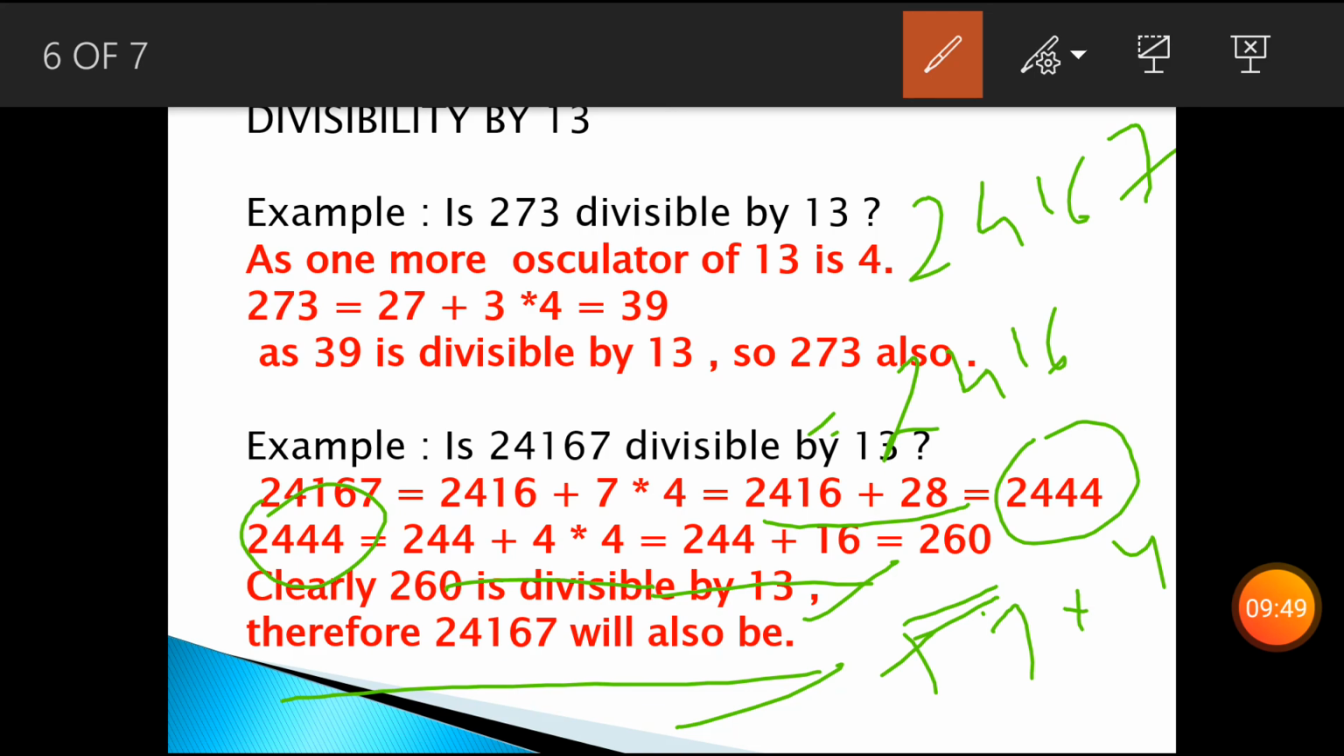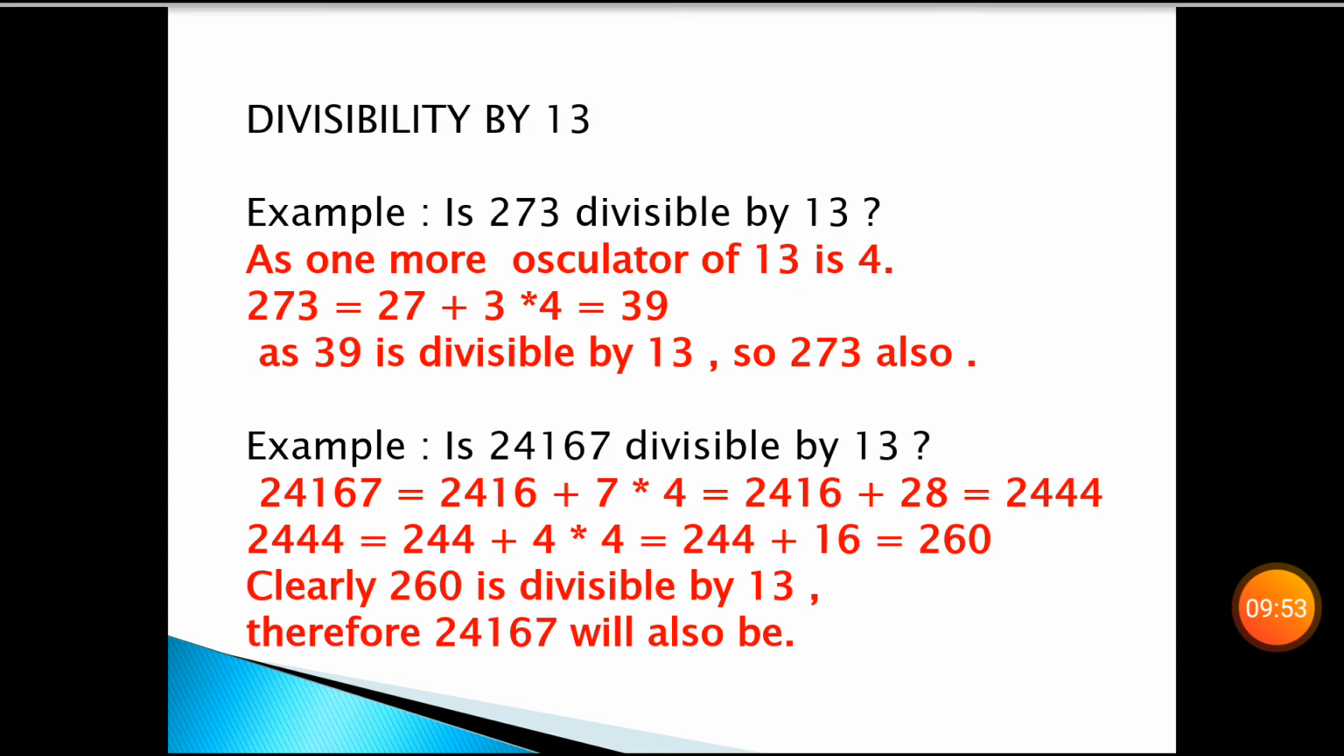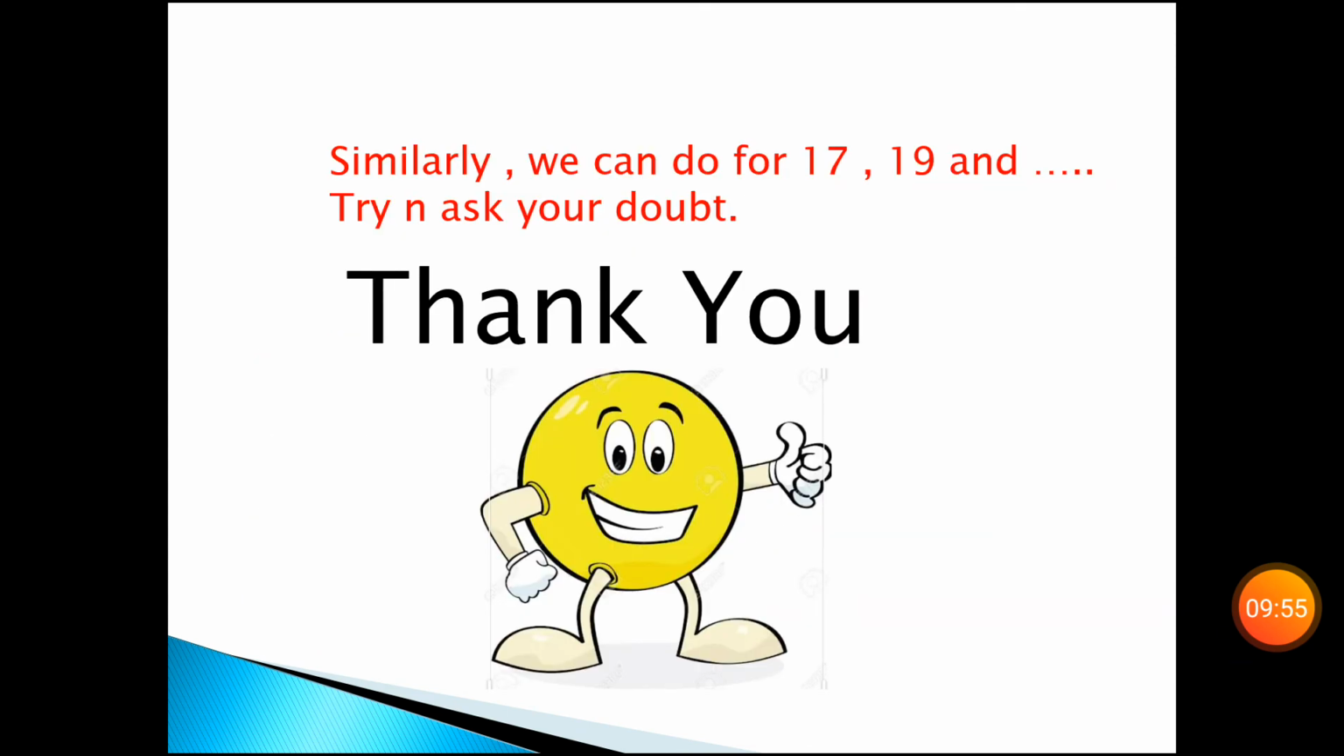So this method is very easy. On the basis of this method, you can apply it on 17 as well as 19 and many other prime numbers. If you have any doubt, you can ask me. First of all, try this method at your home and ask your doubts.